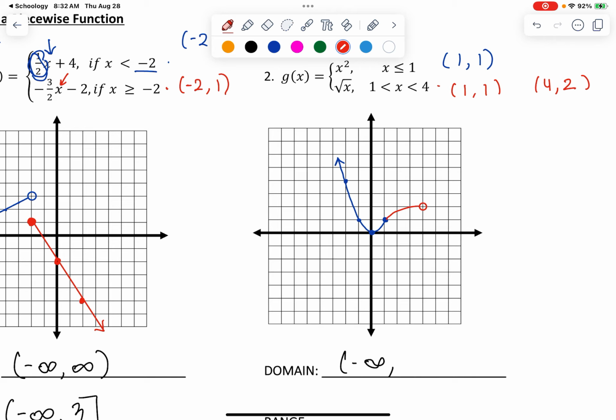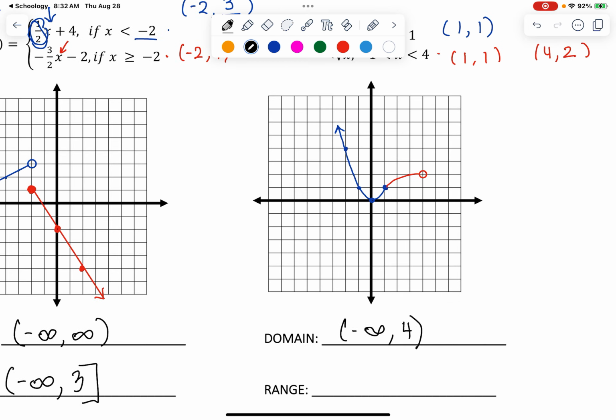Okay, so going back to my domain, it is negative infinity to 4 with no point there, so I'm going to put a parentheses on it. And then my range, the lowest my graph goes is 0. Put a bracket there, but then it goes on forever and ever, so infinity.